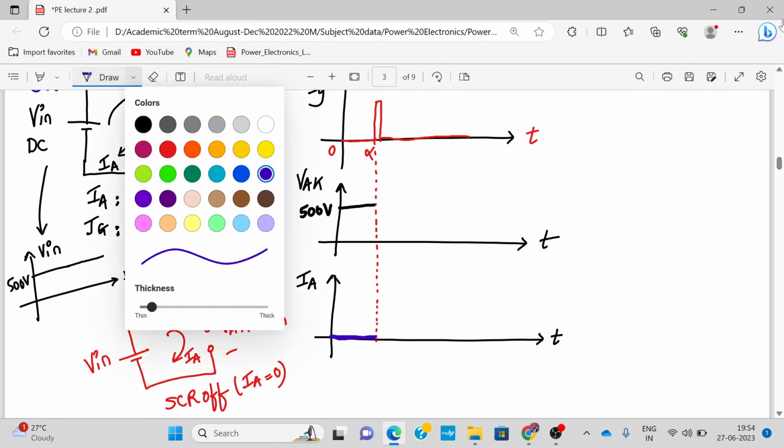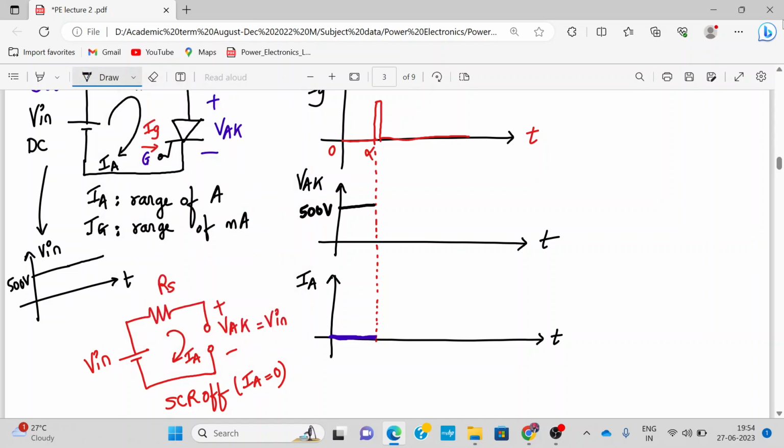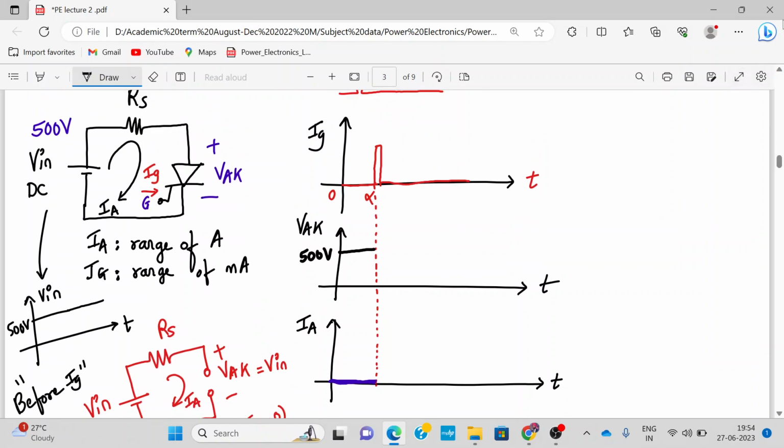This situation is before IG, before the trigger pulse. The SCR remains off over here, and VAK, the anode to cathode voltage, is V in, and the current is 0. All right, this is clear. Now what happens once we apply gate current? After IG is applied, the SCR turns on because it's already in the forward blocking state. VAK is positive because we have applied V in over here. So IA starts flowing now.